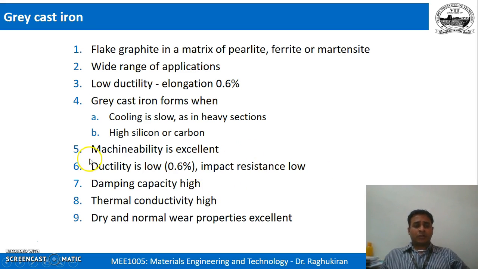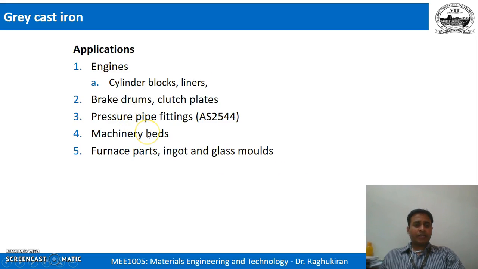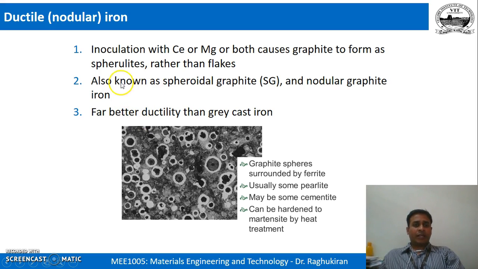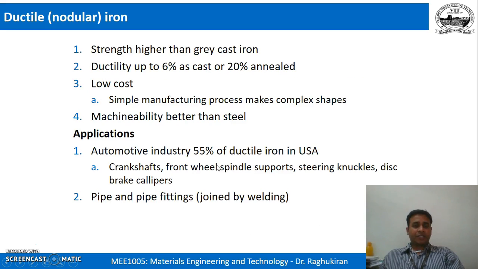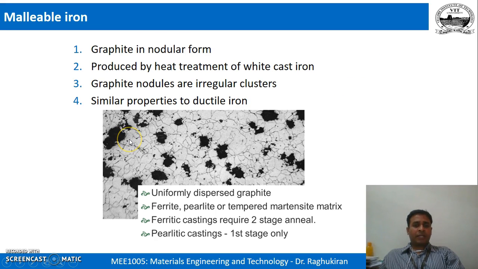Now these are some of the important points about each one that I have just discussed. Flaky graphite, in the case of gray cast iron, gives excellent machinability. It is used for engine cylinder blocks, liners, brake drums, clutch plates, and machine beds, especially because it has very good damping properties. So for machine beds we use gray cast iron. Similarly, ductile iron, if you add magnesium, you can have spherical graphite instead of flaky graphite. So these are the applications.